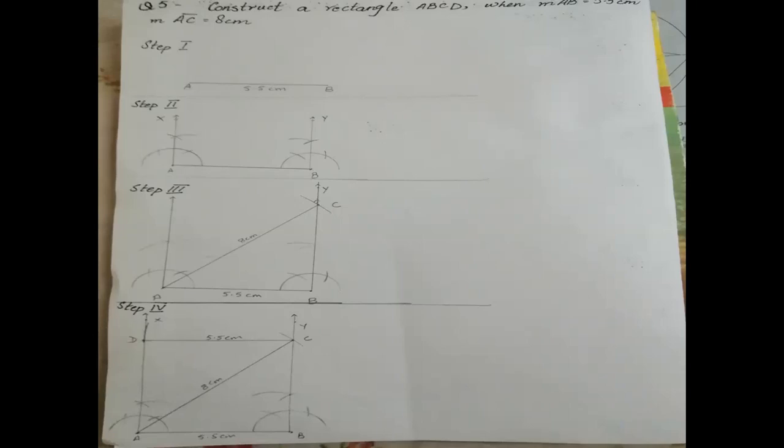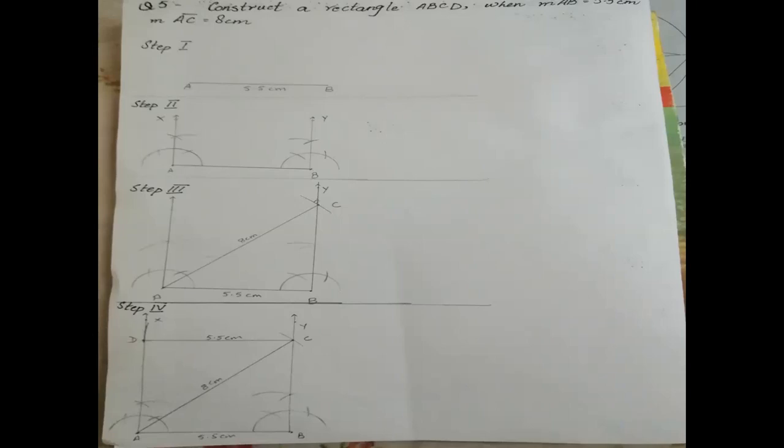Now in the third step, you see that ABC looks like a triangle. Now in the fourth step, we will complete our diagram. Open your compass 5.5 centimeter. Put your compass on point C and cut the angle of 90 degree which is on A. That point will be point D. Join C with D.